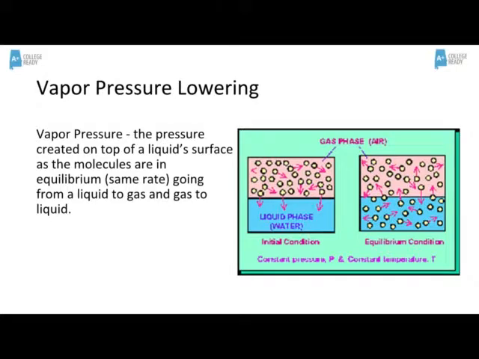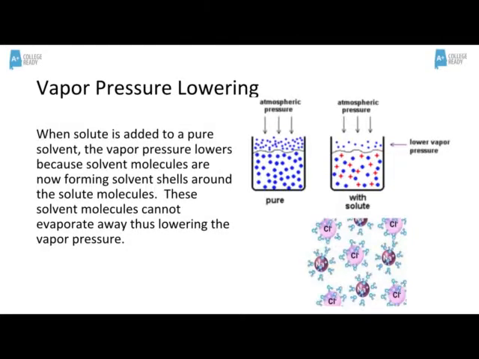Vapor pressure is the pressure that is created on the top of a liquid surface as molecules move from being a liquid to a gas and a gas to a liquid. You can't see it, but on top of every surface of a liquid there are gas molecules, and they are moving into the water to be dissolved, and they are also moving out of the water onto the surface. When they're happening at the same rate, we say that they are in equilibrium. What happens when we add a solute to a pure solvent is the vapor pressure lowers.